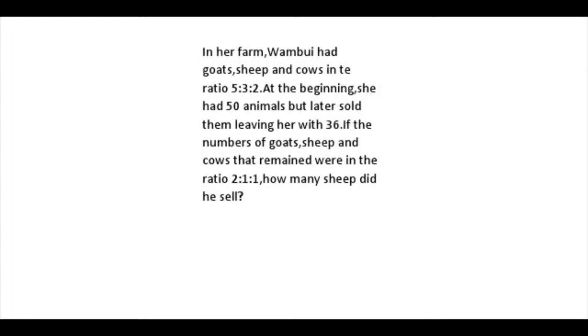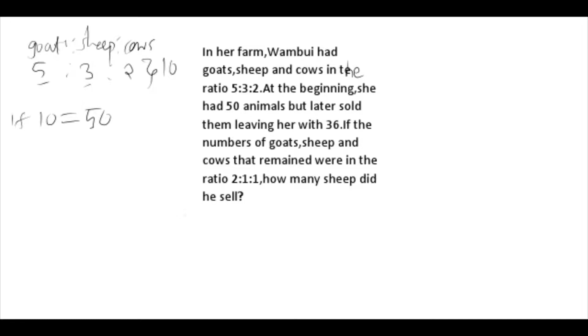In her farm, Wambui had goats, sheep and cows in the ratio 5 to 3 to 2. At the beginning, she had 50 animals, but later sold some, leaving her with 36. If the number of goats, sheep, and cows that remained were in the ratio 2 to 1 to 1, how many sheep did she sell?